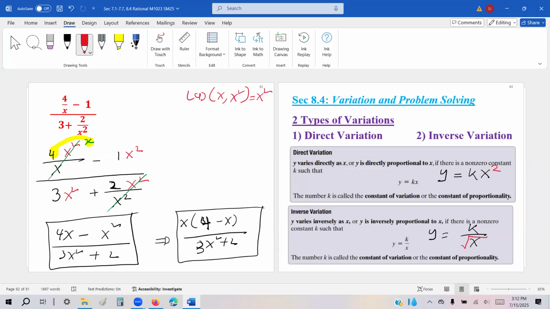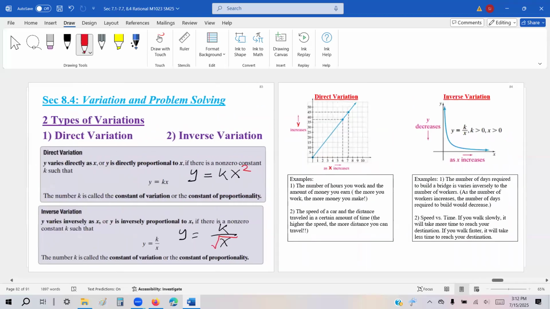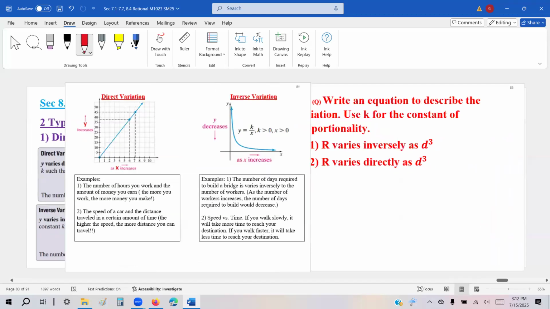For inverse relationship, the two variables or two functions you have, one of them has to be on the top, one of them has to be on the denominator. So inverse means top and bottom, direct means on the same level. That's the main rule. And what quotient they give you doesn't matter. They can give you xz, yz, or a, b, c, d. It doesn't matter what variable they give you. The idea is the same.